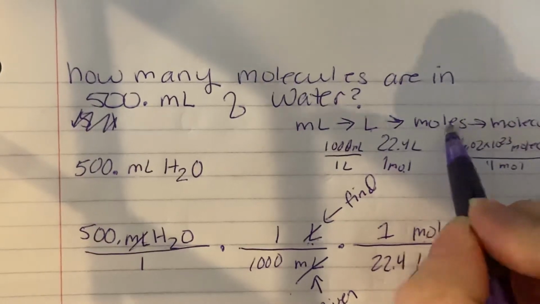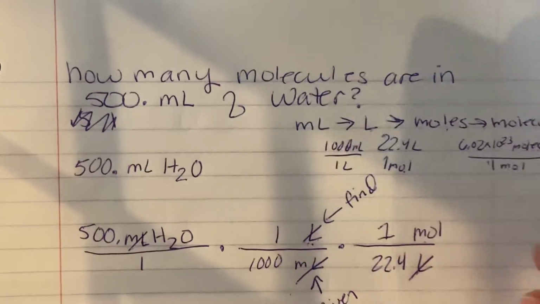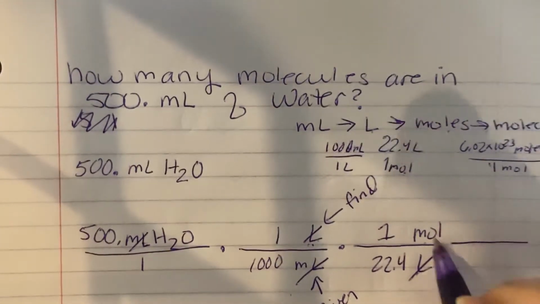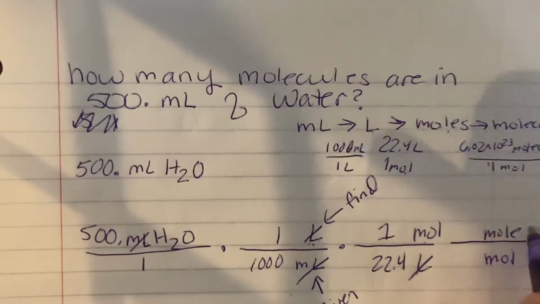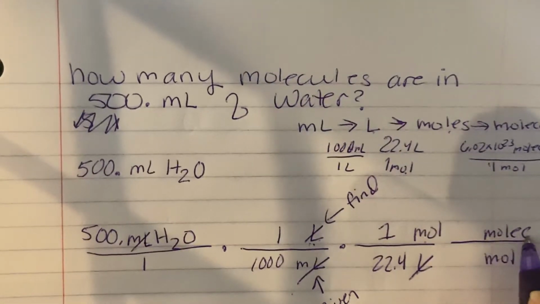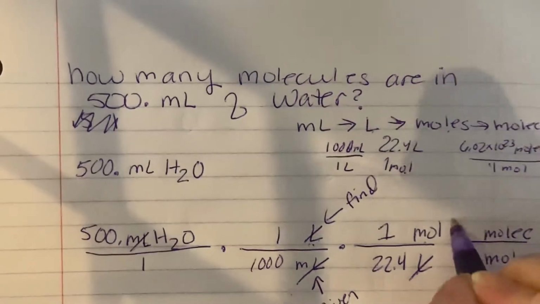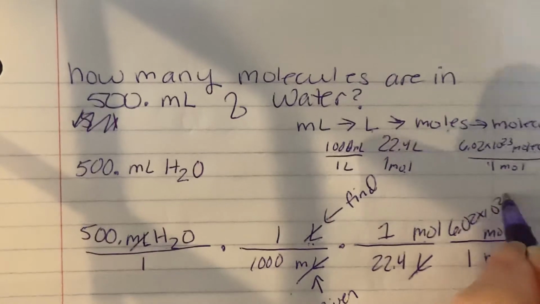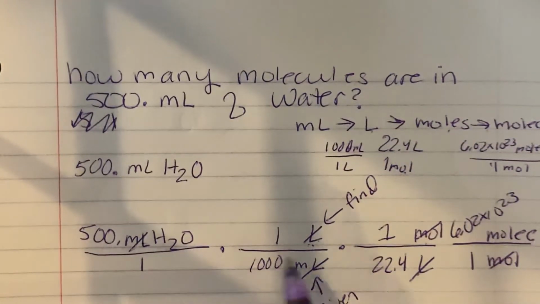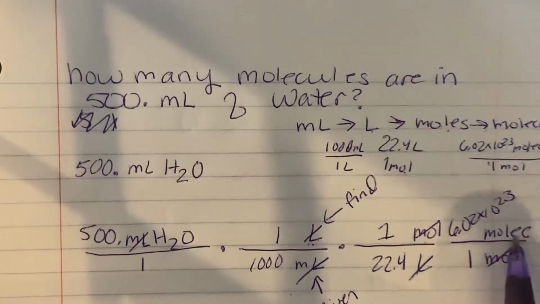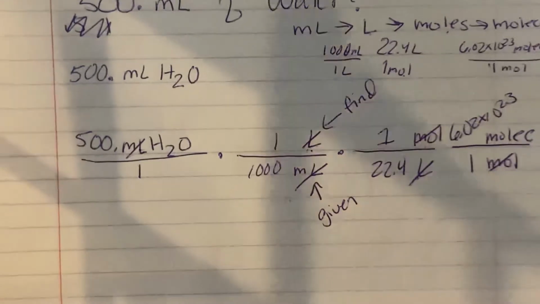So I can kind of celebrate that I've made it through 2 conversions, 2 arrows, and I just have 1 more to go. Moles is on the numerator, moles goes on the denominator, molecules goes on the numerator. Remember to abbreviate it at least to MOLEC so you don't get confused. 1 mole, 6.02 times 10 to the 23rd molecules. My moles cancel. So milliliters to liters to moles to molecules. Multiply across the top, divide across the bottom.